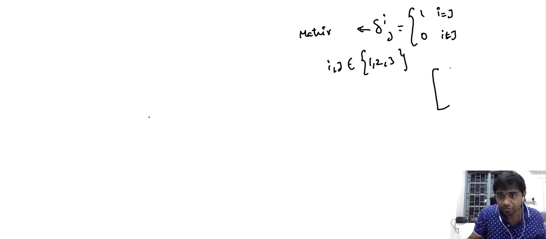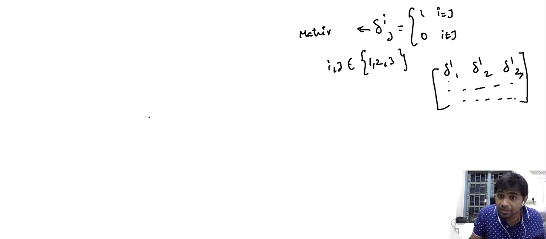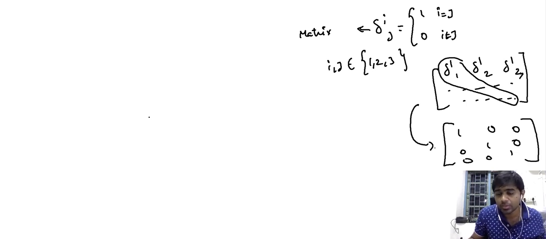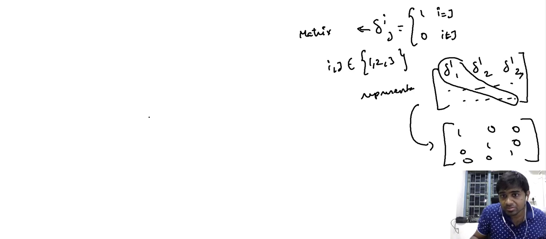When we write it down, it will be of this form: delta 1 1, delta 1 2 and delta 1 3, and so on and so forth. Now when we say that the value of this delta depends on the nature of the indices, the diagonal elements in this case will have identical indices, so those diagonal elements will assume the value of 1. The non-diagonal elements have non-identical indices, so they assume the value of 0. So what you will end up having is a unit matrix. This is a representation of all the values the Kronecker delta can assume.